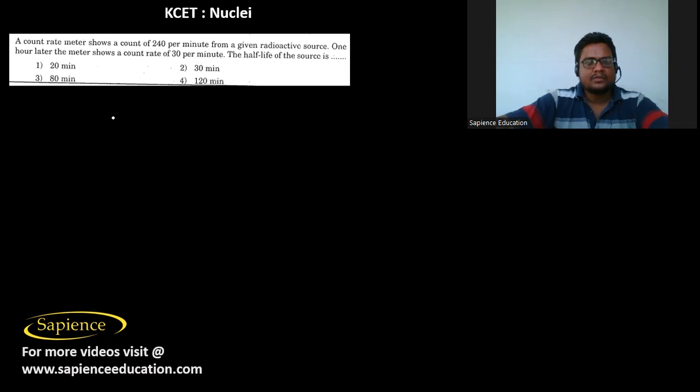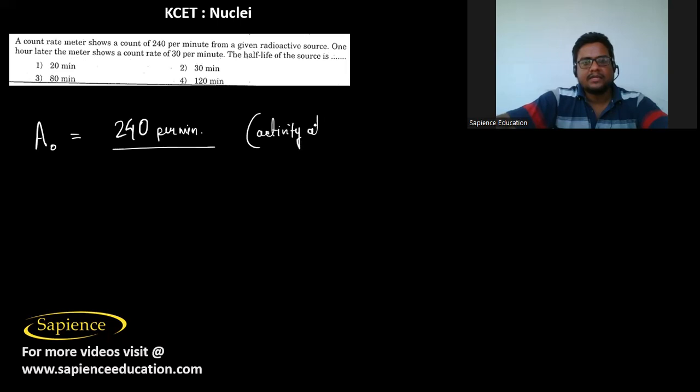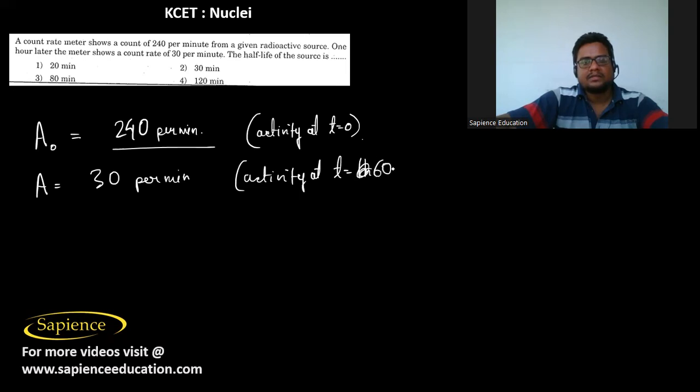So here it is told a count rate meter shows a count of 240 per minute from a given radioactive source. It is the activity A naught, the initial value of activity at t equal to 0. Then 1 hour later, the meter shows a count rate of 30 per minute. So it is the activity at time t equals 1 hour, which means at 60 minutes.